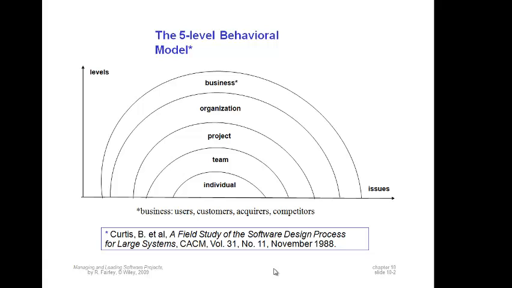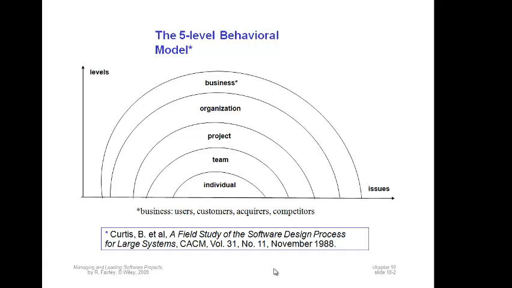The model illustrates behavioral issues at all levels of individual, team, project, company, and business milieu. The model emphasizes psychological, social, and organizational processes at each level. Their goal was to understand how these processes affect software productivity and quality. And so let's take a look at them at the individual level.